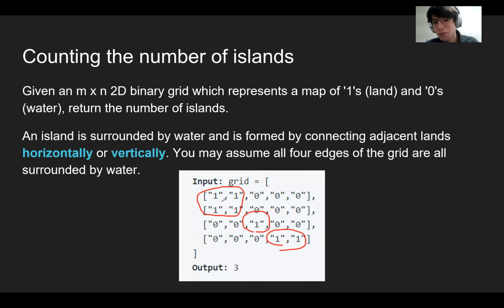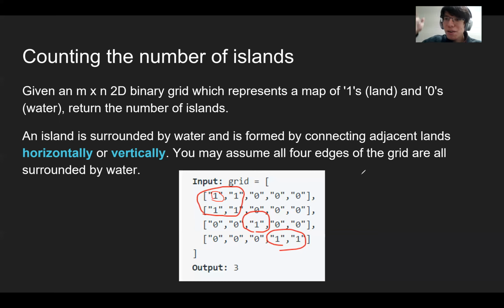Maybe it's not clear how to use a traversal yet. Maybe it is, and that's great. But what kind of traversal could we use? Well, let's just start at this one. What we can try to do is find all of the ones which are connected to this one, because in our formulation of the problem, another land is part of the same island if there are ones connecting it in some way, horizontally or vertically.